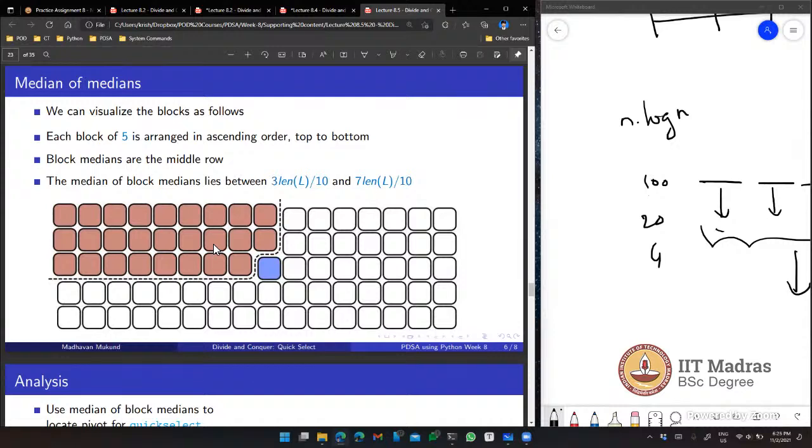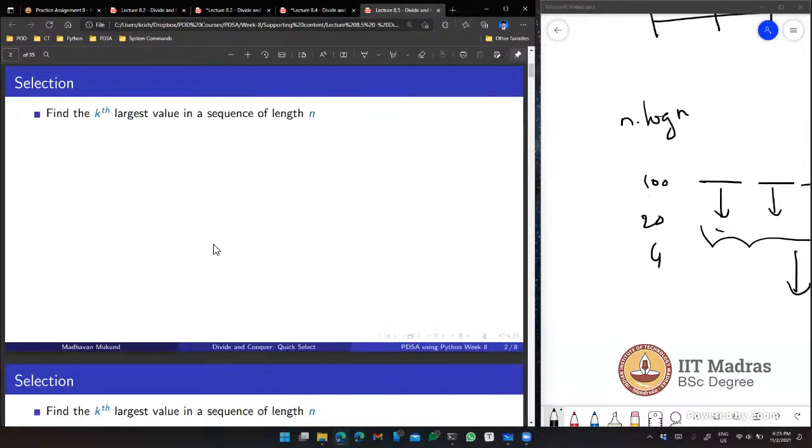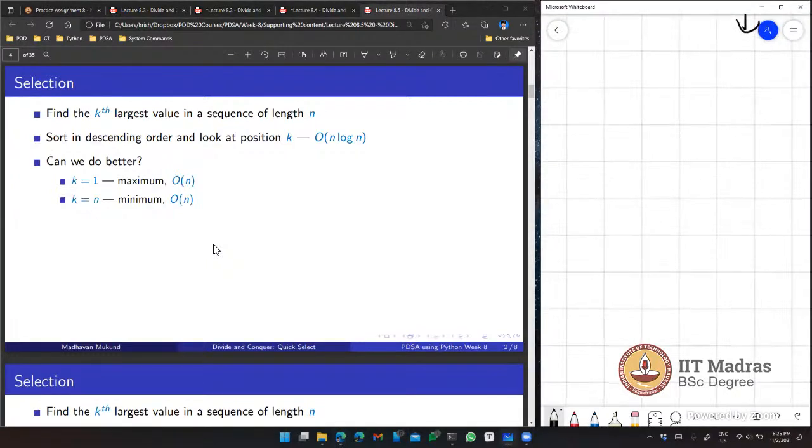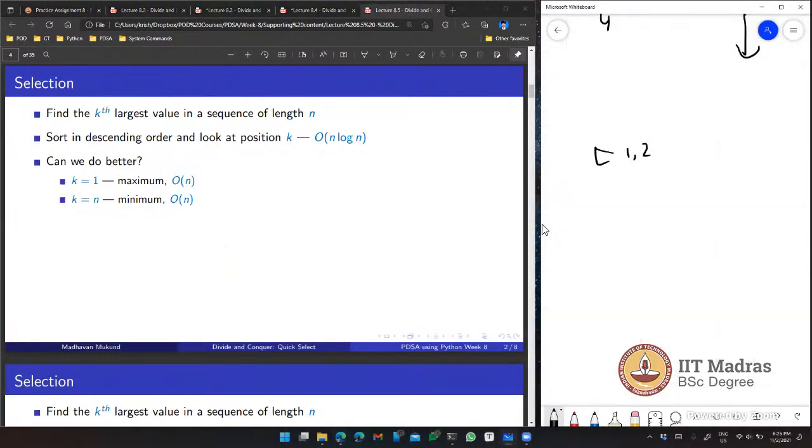Sir, I have a conceptual doubt. I was watching the lecture on divide and conquer quick median. In that algorithm, sir said to find the kth largest element. What does it mean? It means from the largest side: the first largest, second largest, exactly what you said. First largest will be the largest element, then 5, then 4, 3, like that.